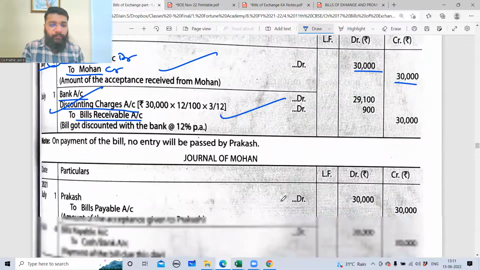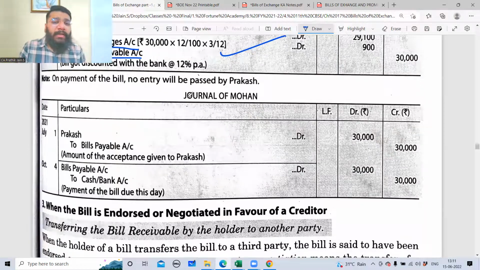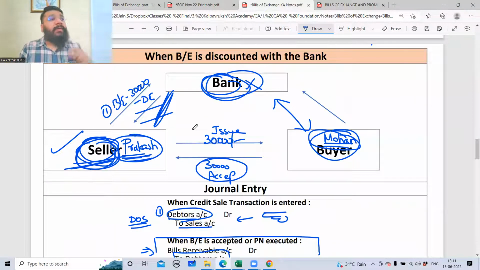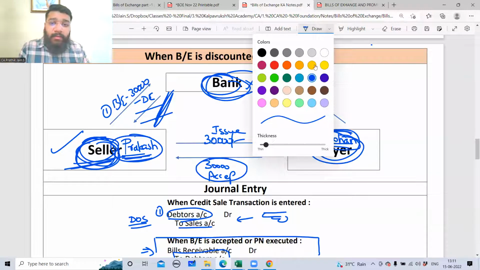Clear, sir. Next, we have to record the journal in the books of Mohan, who is your customer. Now, guys, the first transaction is the purchase transaction. The purchase transaction is happening between whom? Mohan and Prakash.